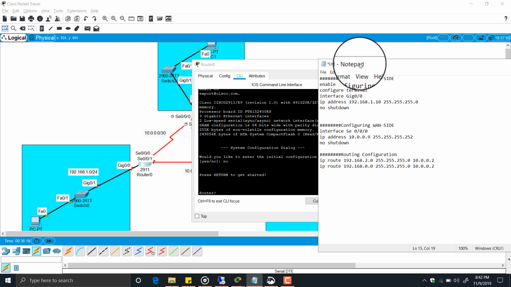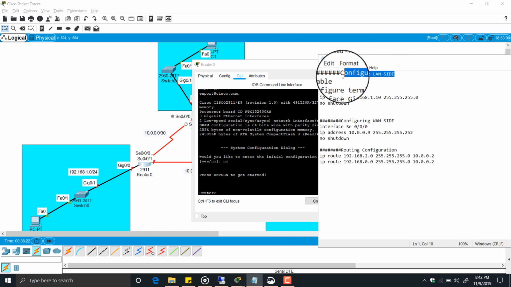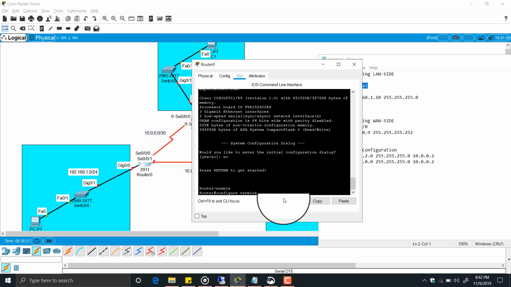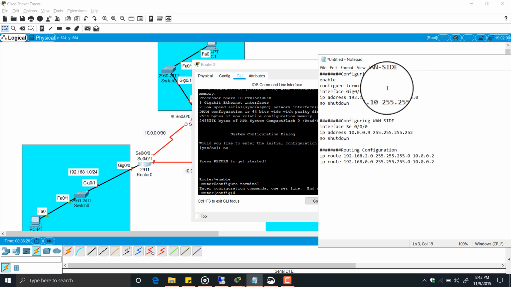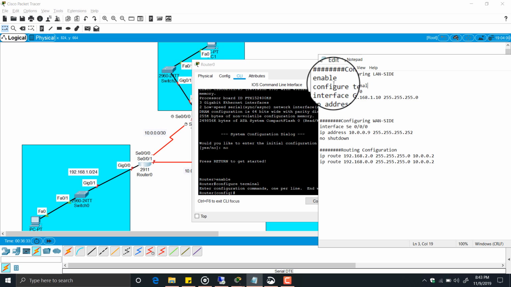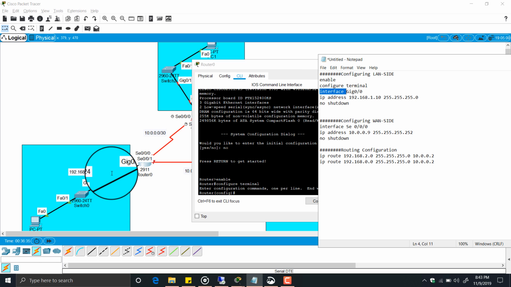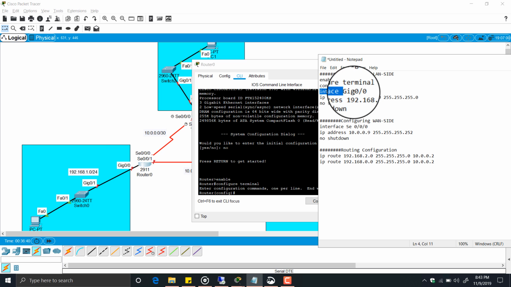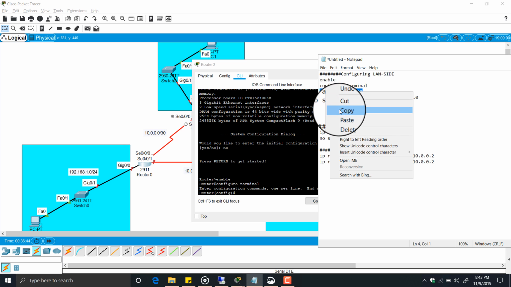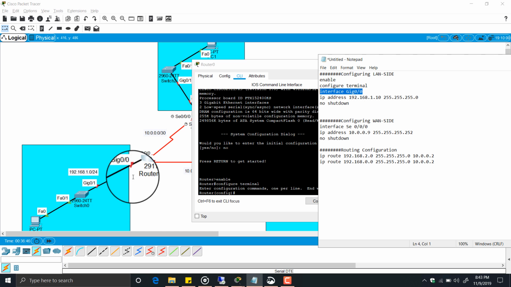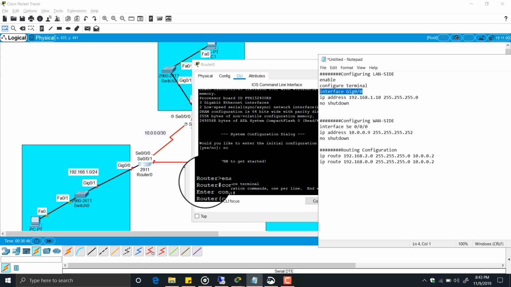First, we are going to configure the LAN-SIDE of the router. These two commands are to enter the router mode in which we can configure interfaces. And the interface is where the cable is connected. So we're going to configure interface gigabit 0/0, which is the interface that is connected to the LAN.